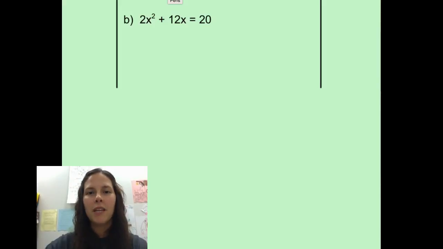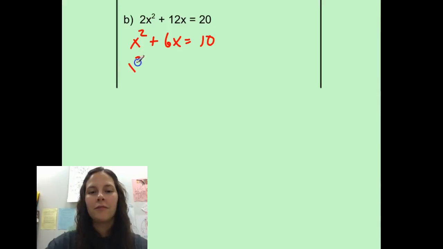Next, on example B, we have a coefficient in front of our x squared term. First thing we want to do is divide that out. It's easier to complete the square if our leading coefficient is 1. Next, we're going to cut that 6 in half, square it, and add it to both sides.